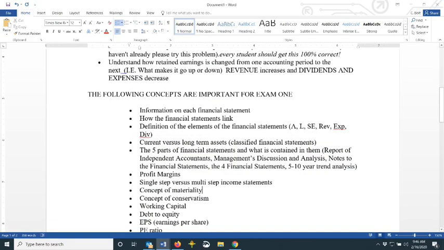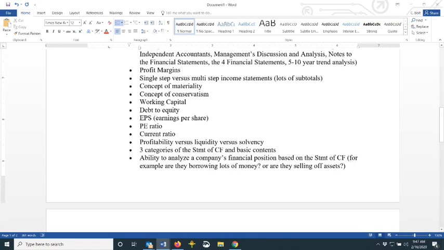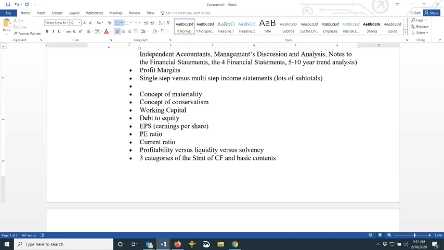Back to our list. Single step versus multi-step. Remember that a single step essentially just says revenues minus expenses. A multi-step income statement is going to have gross profit as a subtotal. So multi-step means essentially lots of subtotals. And that can confuse students whenever they do common size analysis. I'm going to add that in here because I didn't have it on here.